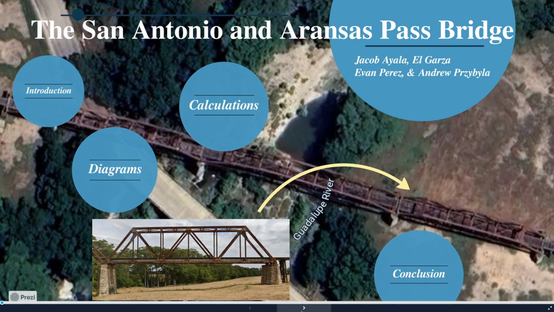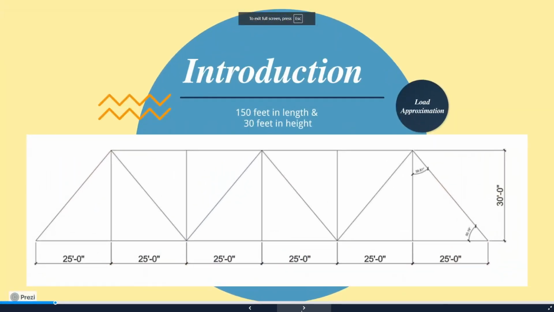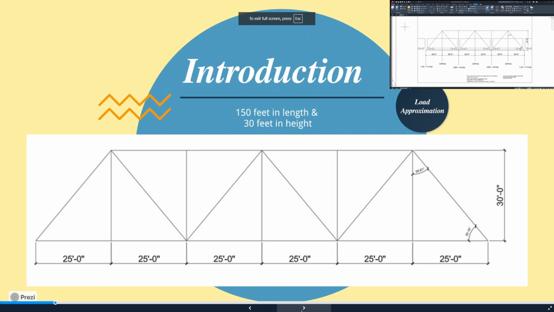Hey all, this is our second project for statics at Northwest Vista. What we have here, sketched in AutoCAD, is a representation of the San Antonio and Aransas Pass Railway Bridge just east of Comfort, Texas. This is the shortest and southernmost span, a fairly simple 150-foot Warren Truss bridge with a couple added verticals which help support the top chord.